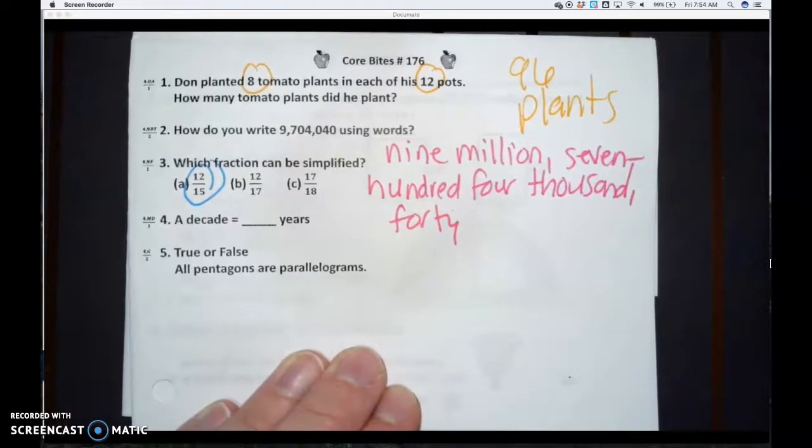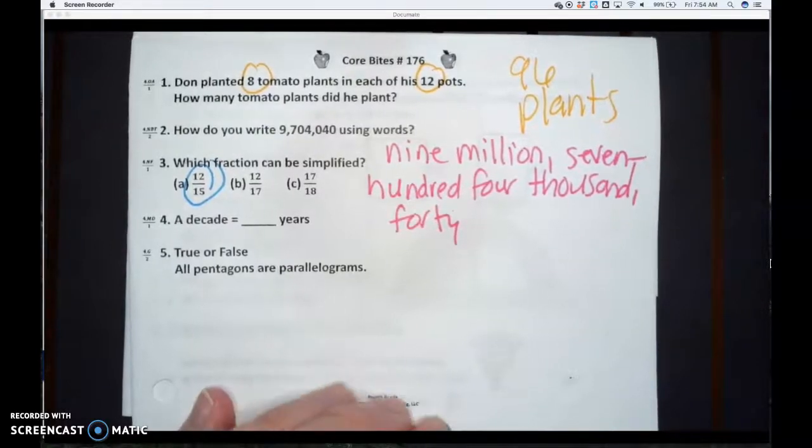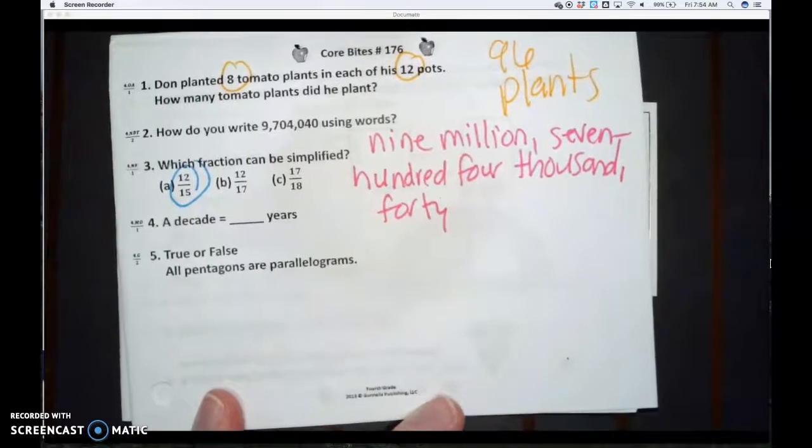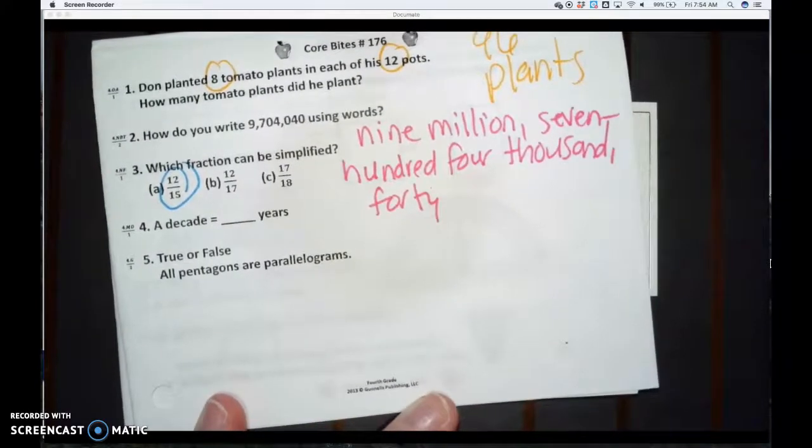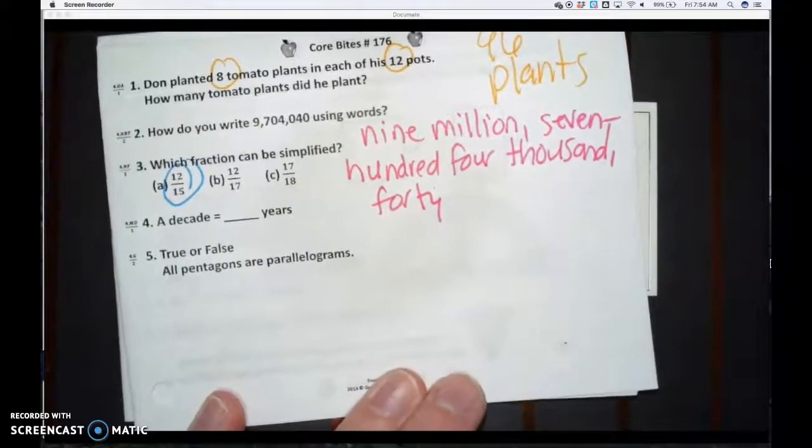And then for 4, it says a decade is how many years? So we know that a century is 100 years. A decade is 10.